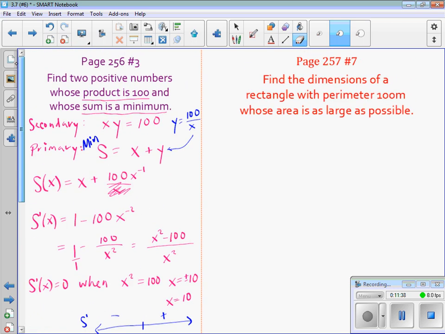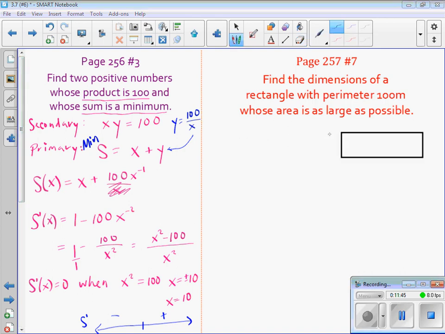All right, I'm going to give you guys a few minutes to start number 7. Okay, so we're trying to find the dimensions of a rectangle with perimeter 100. So that's going to be my what equation? Secondary, right? When they give you information like that, that's your secondary, whose area is as large as possible. So that's my primary is my area. So again, just use x and y again. I'm guessing most of you did.